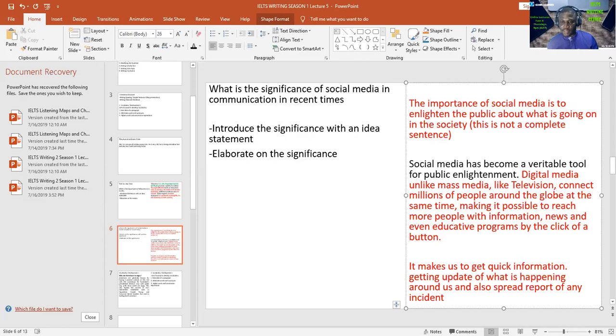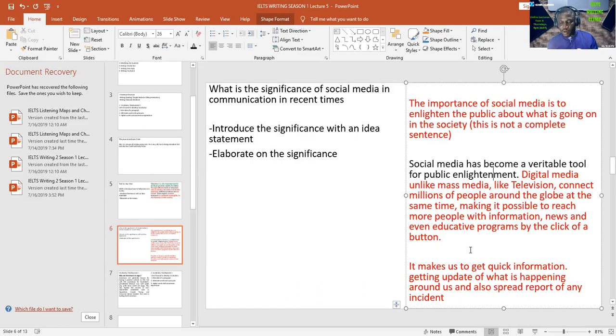Can you see that public enlightenment? I defined it as making it possible to reach people with information, news, and even educative programs. So every keyword that was said here was interpreted, that is broken down, like veritable tool, important tool. So that's what it means to write an opening statement and then to describe what you have written in your opening statement.